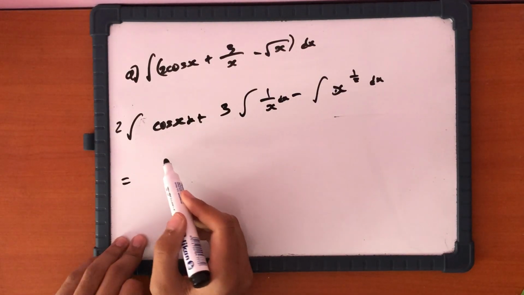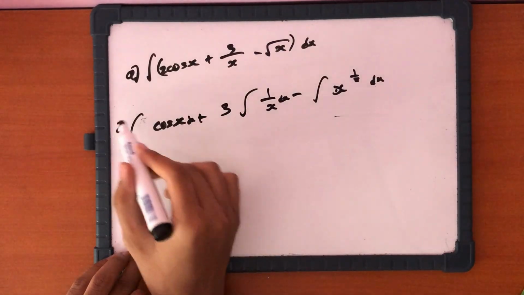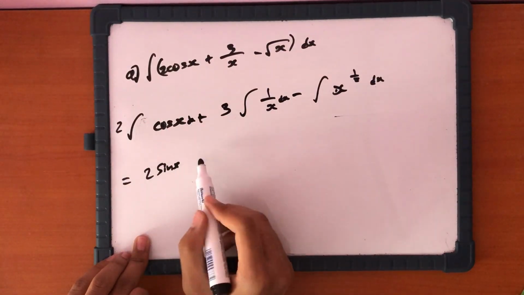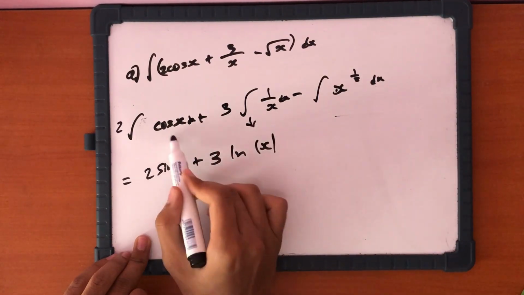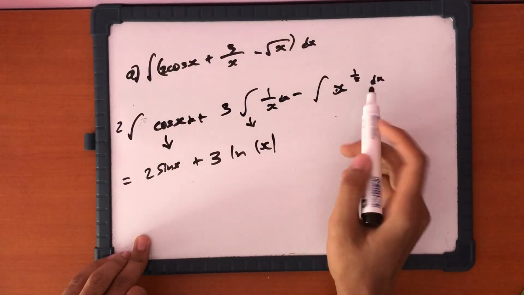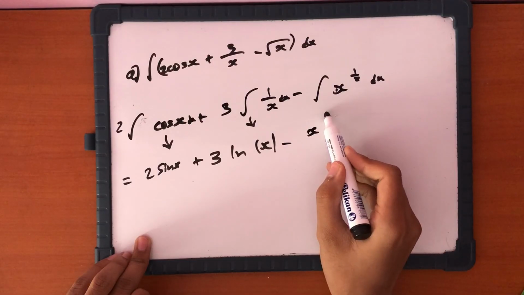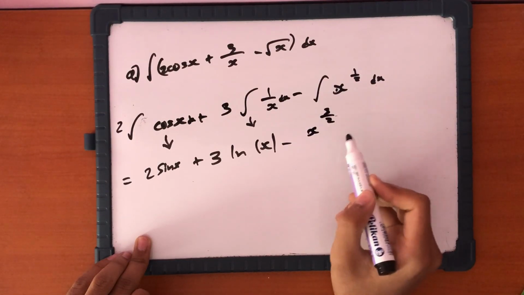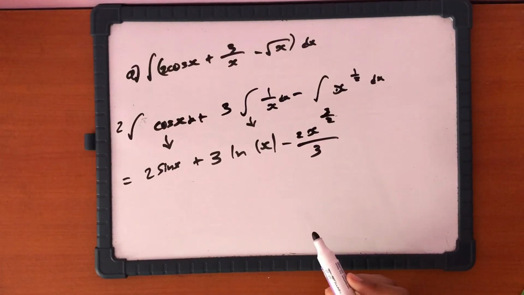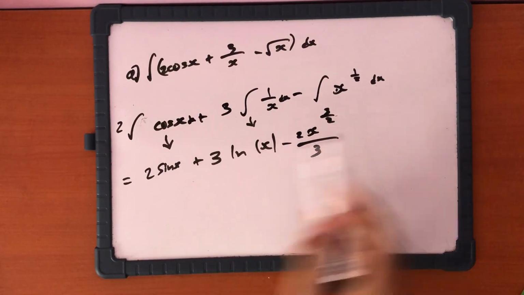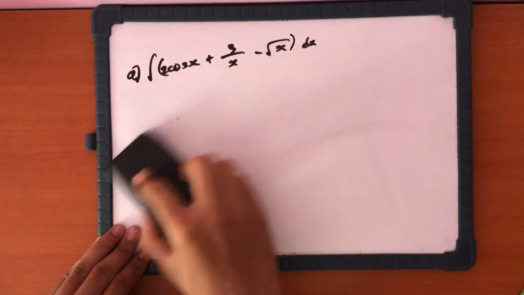The integral of cosine we know is sine, so it becomes 2 sine x, plus 3 ln x. Again, this is from standard definitions. And then this is the first standard definition: add 1 to the power, divide by the new power. So for x to the half, add 1 to get 3 over 2, and then dividing by 3 over 2 gives us 2 over 3 x to the 3 over 2. So the final answer is exactly this, plus c. Don't forget the plus c, because it's an indefinite integral.